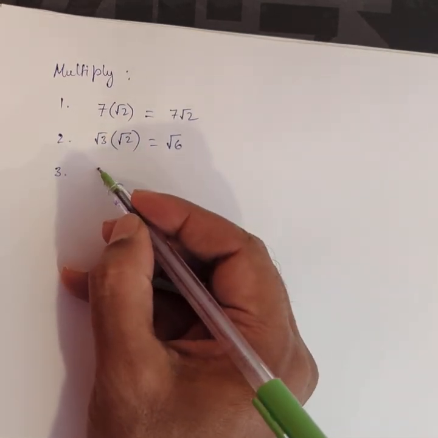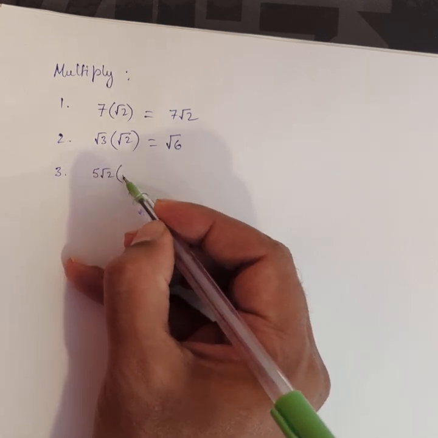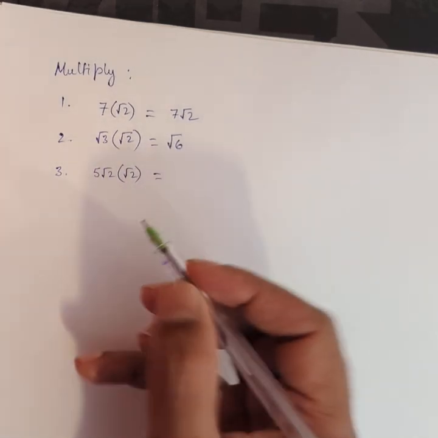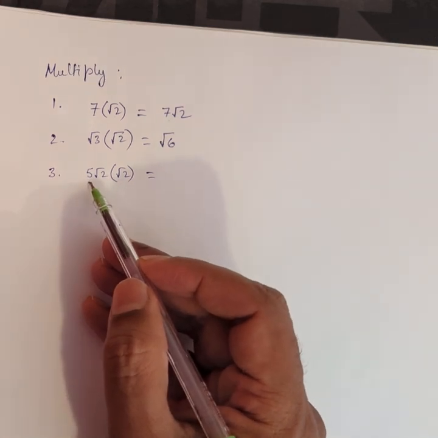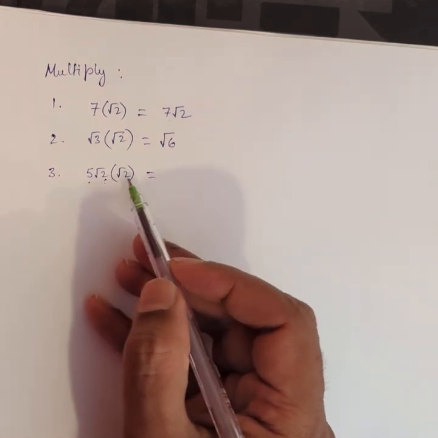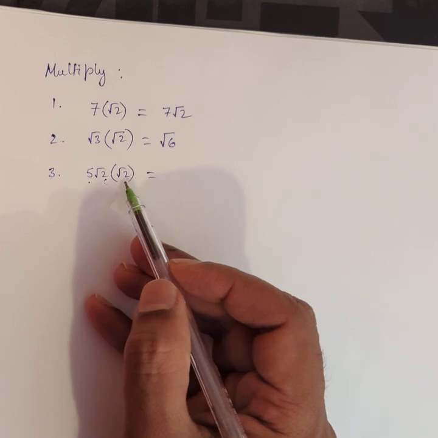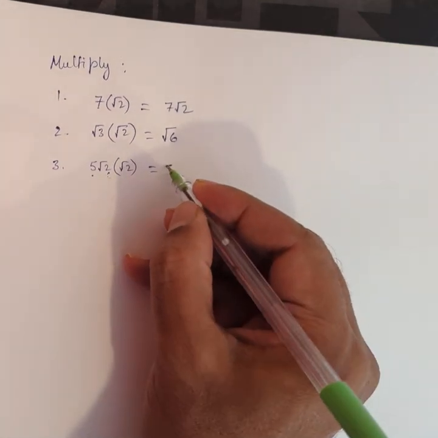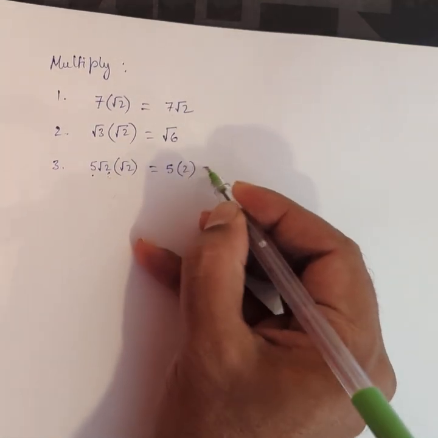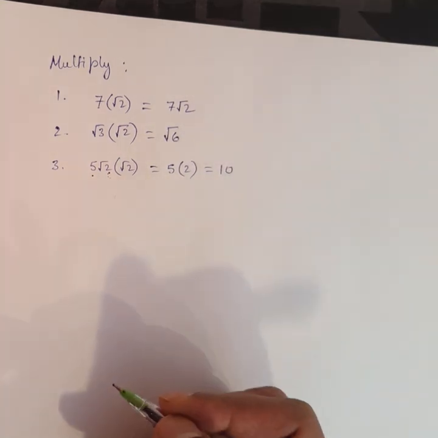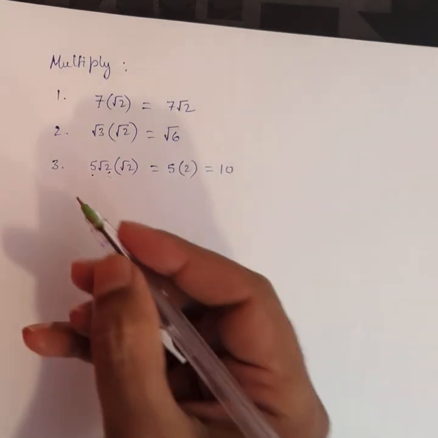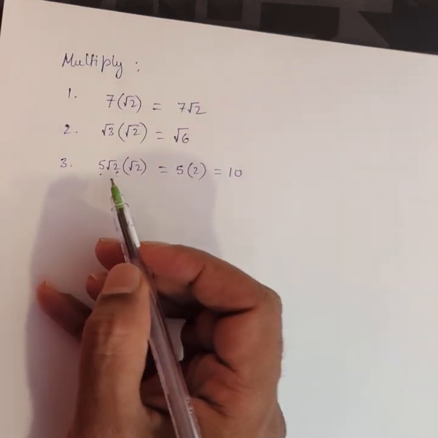All right, what about 5 root 2 times root 2? So this time, 5 does not have square root, but I can multiply root 2 and root 2. And that would just give me 2. So this actually becomes 5 times 2, which is 10. So that's how we multiply by root 2.